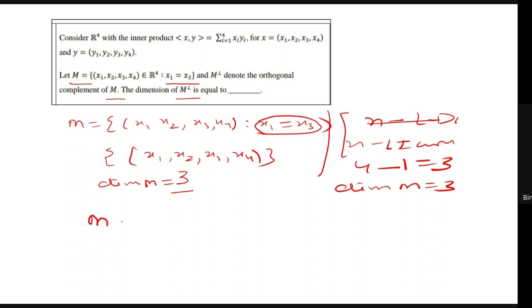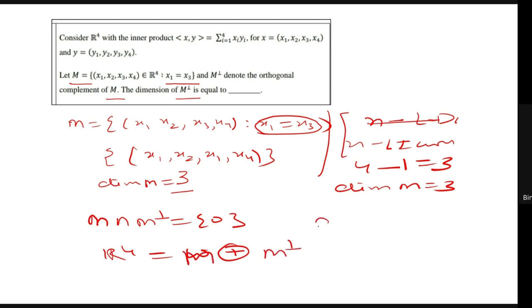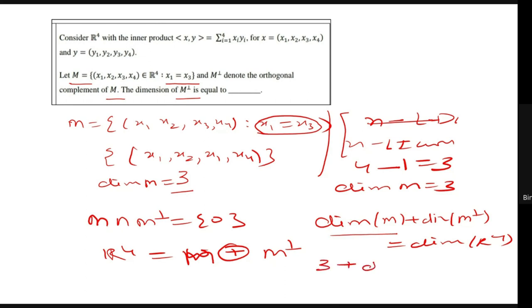Now, the intersection of M and M complement always gives the zero subspace, because these are complements, and R4 can be written as the direct sum of M and M complement. So the dimension of M plus the dimension of M complement equals the dimension of R4. We have already found the dimension of M, that is 3, plus the dimension of M complement equals the dimension of R4, which is 4. So the dimension of M complement is 4 minus 3, that is 1. So the answer will be 1.